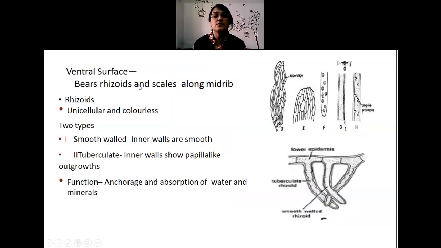Coming to the ventral surface of the thallus, it bears two appendages: the rhizoids and the scales, usually along the midrib. The rhizoids are unicellular and colorless. There are two types of rhizoids. One is smooth-walled rhizoids, where the inner walls are smooth. Another is pegged rhizoids, where we find a peg-like or papilla-like projection on the inner wall of the rhizoids. The main function of these rhizoids is anchorage and absorption of water and minerals. They fix the thallus to the substratum and help in absorption of water and minerals from the substratum.